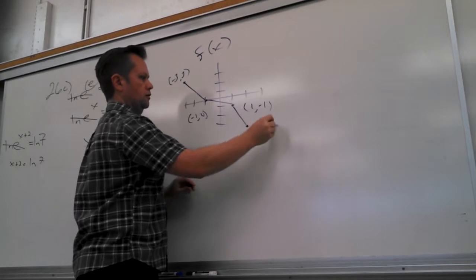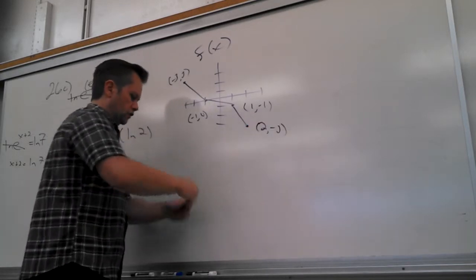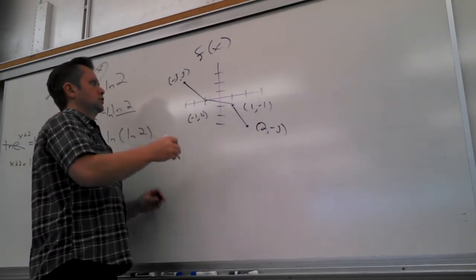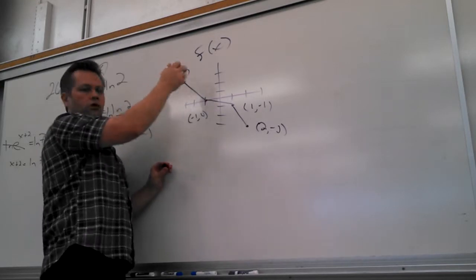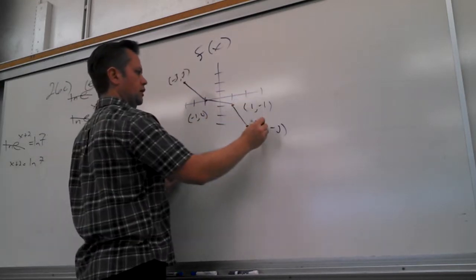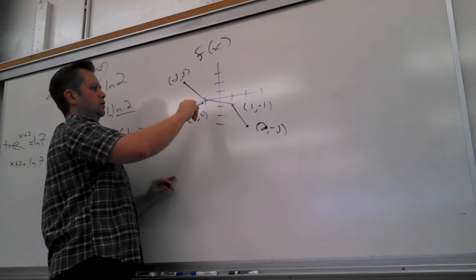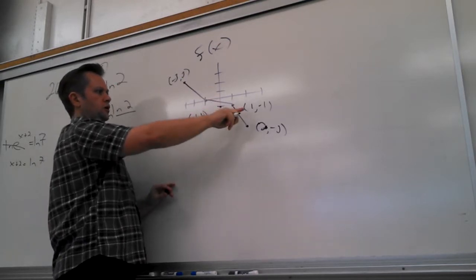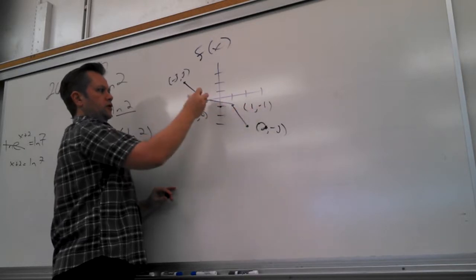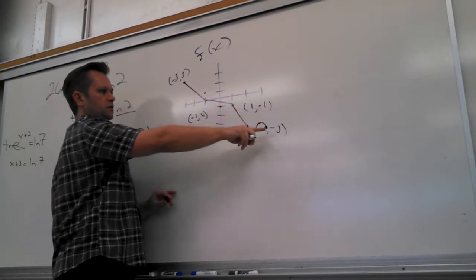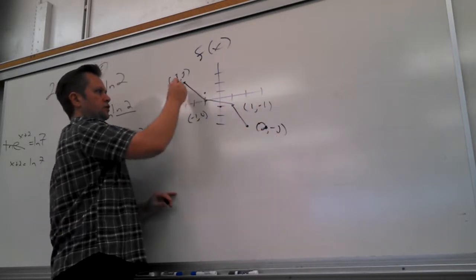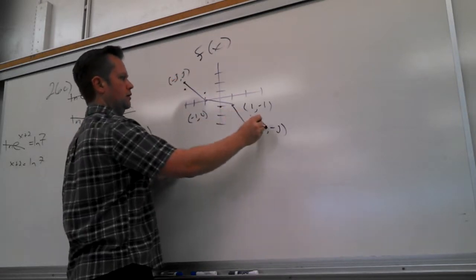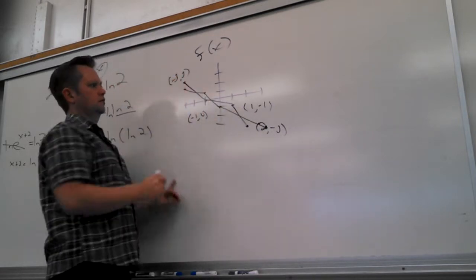2, negative 3, right? So what points does my inverse go through? You switch them. It goes through the point 3, negative 3, and the point 0, negative 1, and the point negative 1, 1, and the point negative 3, 2. So that would be my inverse.